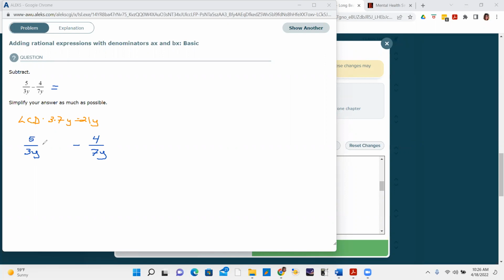So to get 21y on the bottom, with this fraction, I need to multiply by 7. 7 on the bottom, so I have to multiply by 7 on the top. And for this fraction, I need to multiply by 3 on the bottom. Right? We can also see this one is missing the factor of 7. We have the 3 factor. We have the y factor. We're missing the 7 factor. Here we have the 7 and the y, but we're missing the 3.